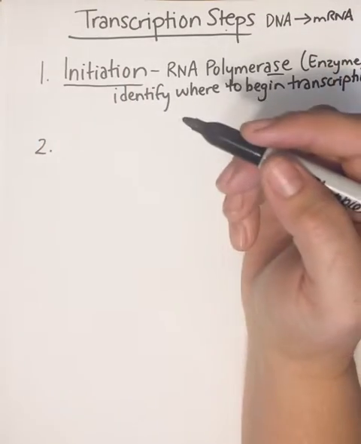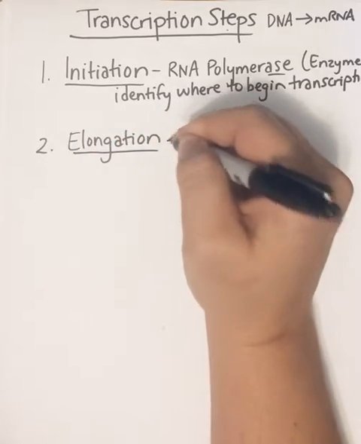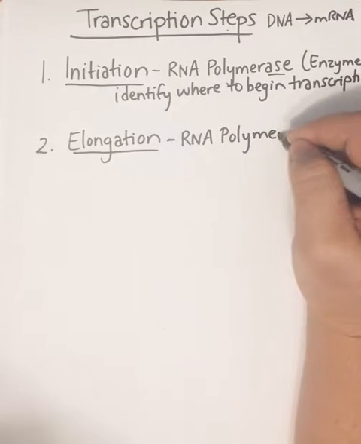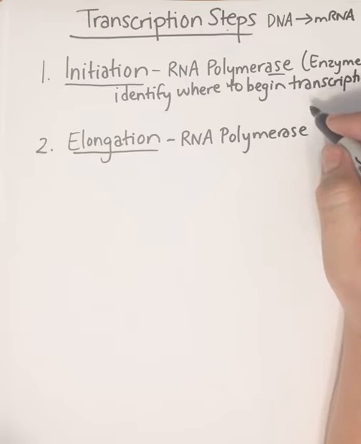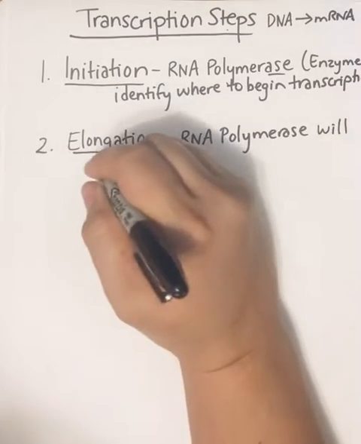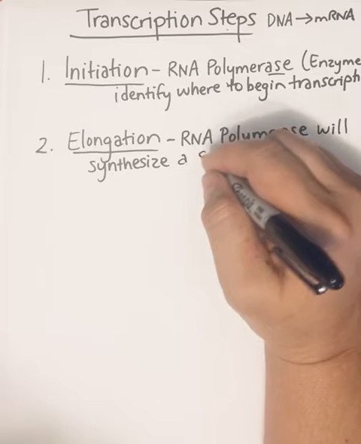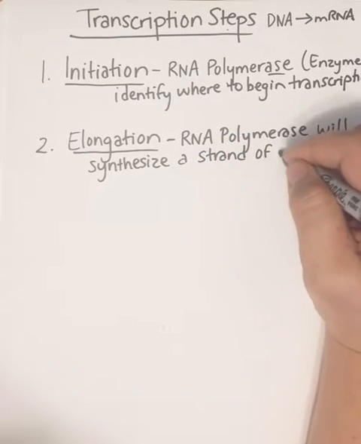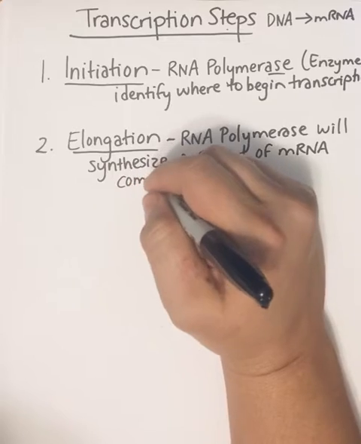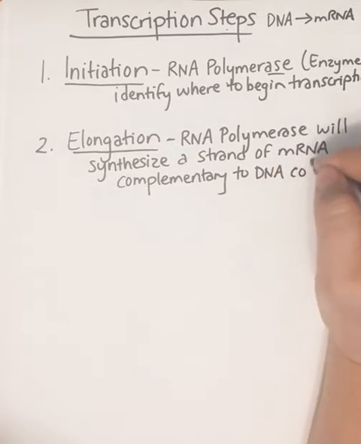The second step is we're going to do elongation. RNA polymerase, again, which is the enzyme, is going to synthesize a strand of mRNA complementary to DNA codons, so always in sets of 3.